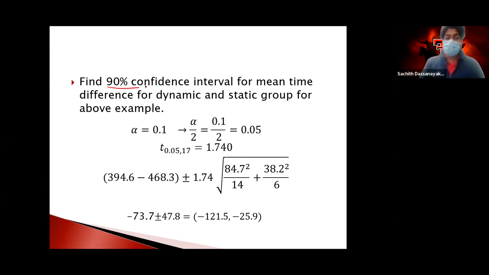We have to find the 90% confidence interval, which means alpha is 10%, right? 0.1. Alpha is 0.1. This is what we found, the mean time difference. Simply plug the values into the confidence interval equation. In that case, please use alpha over 2, which means 0.05. So you know this 0.05, you know this value, and also you know this value.